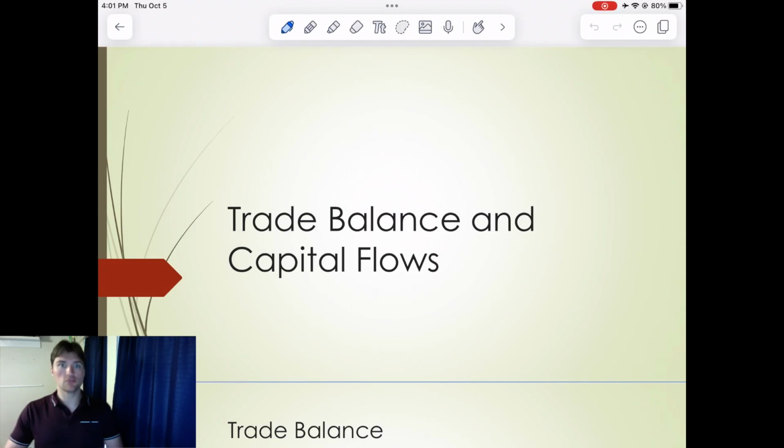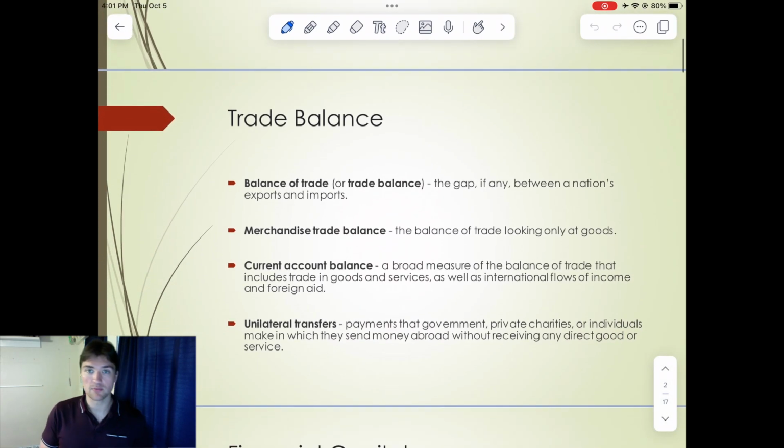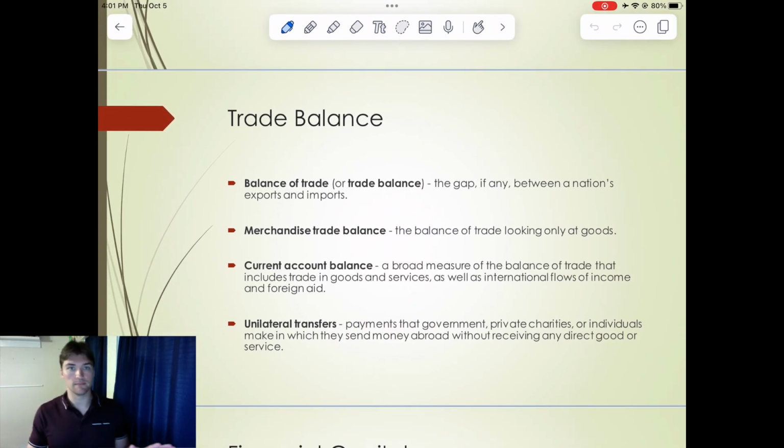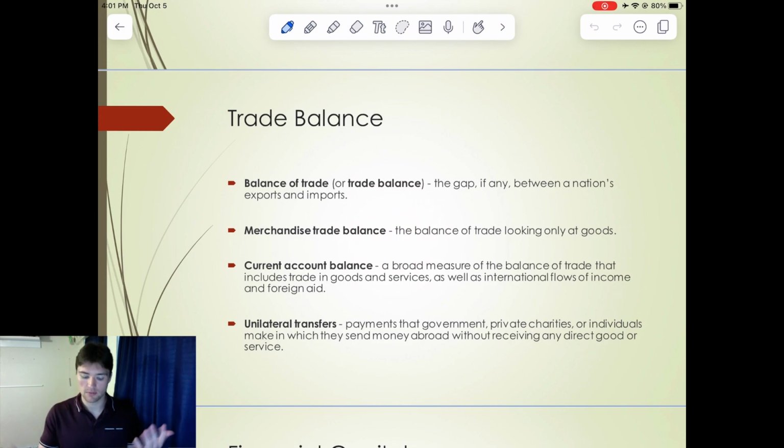So let's get into chapter 10, which is talking about trade balance and capital flows. The trade balance we kind of touched on already with GDP, which is exports and imports. The balance of trade is that gap, if any, between the nation's exports and imports. Which one is a country doing more of? What we're going to be looking at is a little bit more specifics into that.